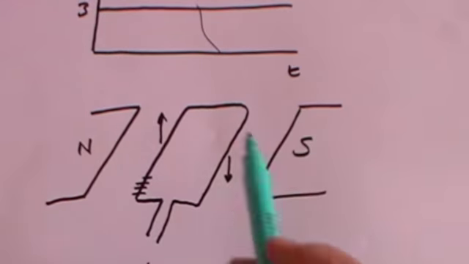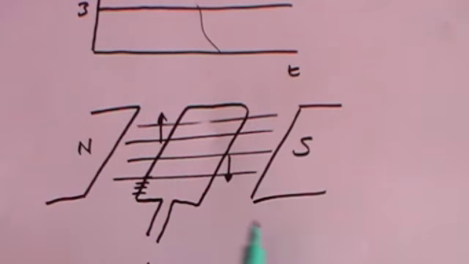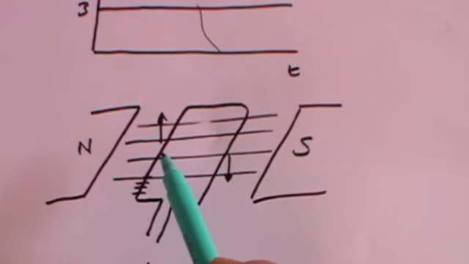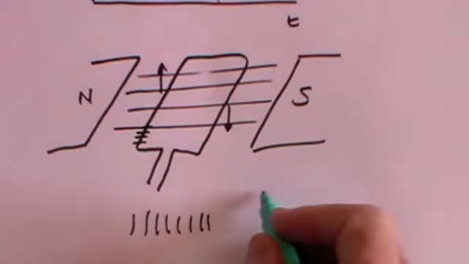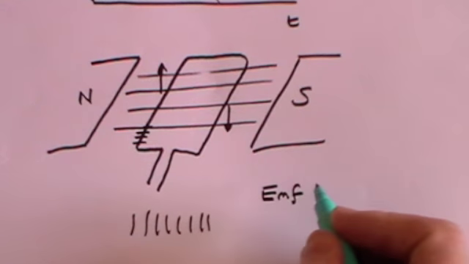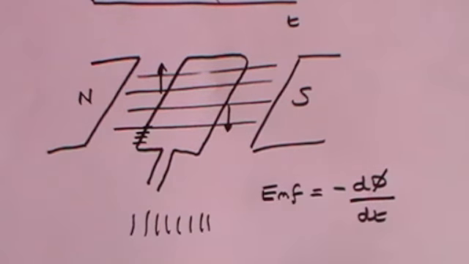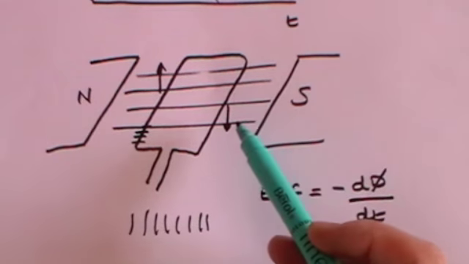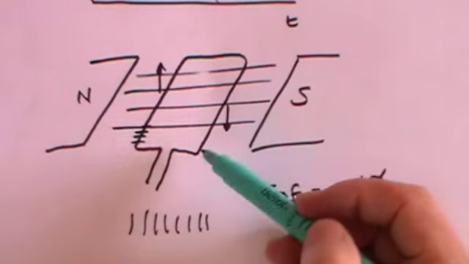Now that magnetic field, of course, will have field lines or flux lines, and as that wire twists, the wire cuts the flux lines. And we know from Faraday's law that where you have flux being cut, there will be an EMF which is equal to minus dΦ/dt, the rate of change of flux. And as the wire moves and cuts the flux lines, an induced current will flow in this wire.